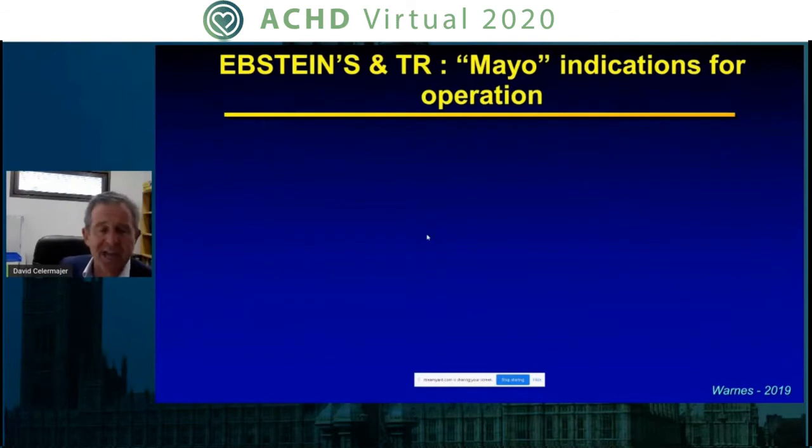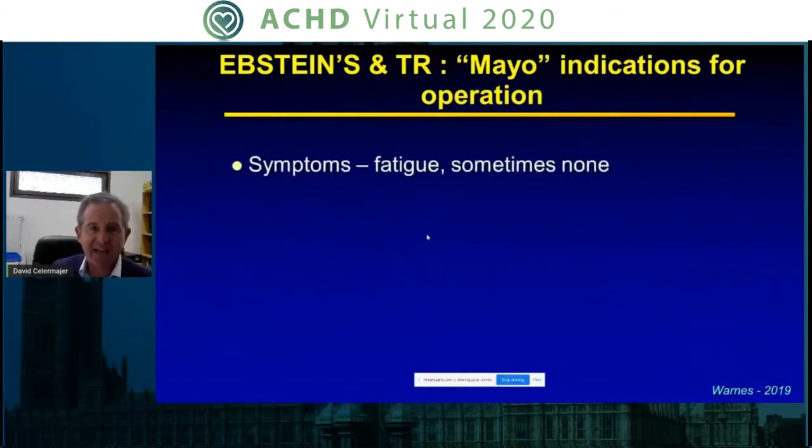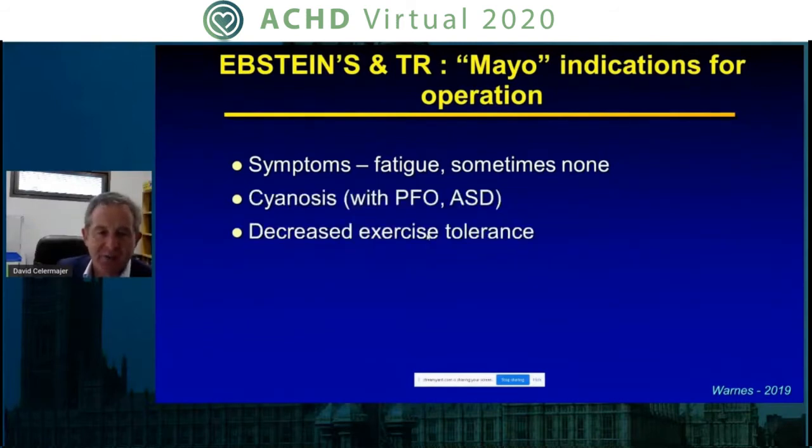And the other is because they do so many cases, they have particular expertise with surgery that may not be replicable in every other institution around the world that has lesser experience and expertise. But having said that, these are the Mayo indications for operation. Symptoms, particularly fatigue, but in the presence of decreasing objective exercise capacity, that's often regarded as an indication for surgery. Cyanosis, as we covered a moment ago, and decreased exercise tolerance, not subjectively defined, but objectively defined.